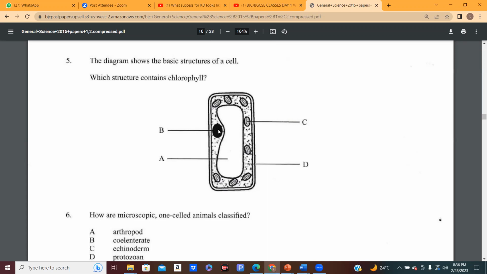C. Say it again. D. No, D is the cytoplasm. It doesn't have chlorophyll. Try again. Well, C. It's definitely C. C is the chloroplast. Chloroplasts have chlorophyll, okay? Always remember that. All right? Yes, sir. Okay, good.